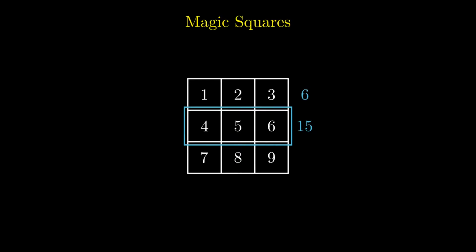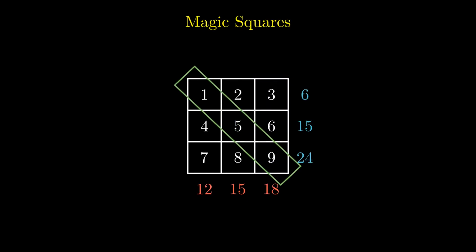In the first row, one finds 6, in the second row 15, and in the last row, the numbers add up to 24. Similarly, the sum can be calculated for each column. In the first column one finds 12, in the second 15, and in the last 18. Finally, the sum can be calculated along each diagonal. In this example, 15 is found in either case.